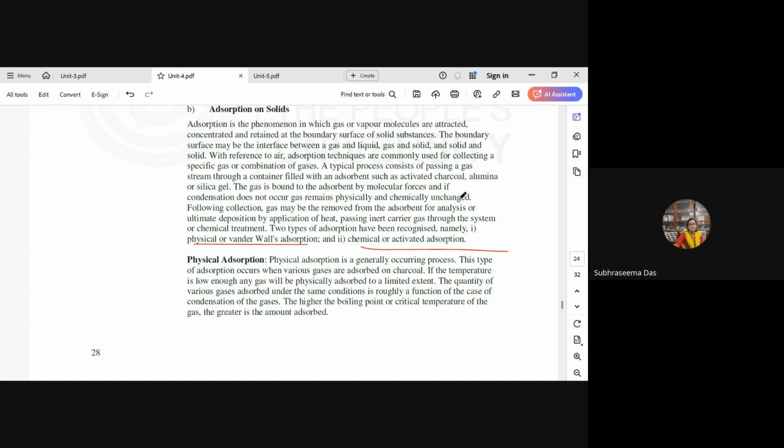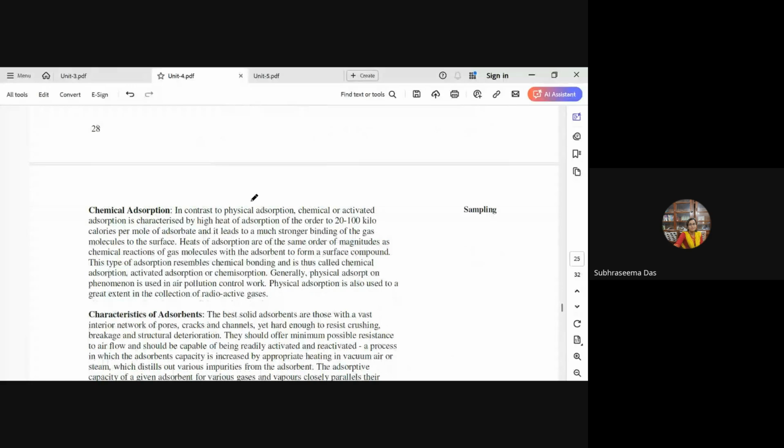Also, if the boiling point or critical temperature of the gas is high, then we can see a higher amount of gas adsorbed on the surface. Then chemical adsorption, in contrast to physical adsorption, is mostly characterized by a high heat of adsorption, and it leads to a stronger binding of the gas molecules to the surface of the adsorbent. The heats of adsorption are of the same order of magnitude as chemical reactions. Generally, physical adsorption is used in air pollution control work, and it is also used in the collection of radioactive gases.